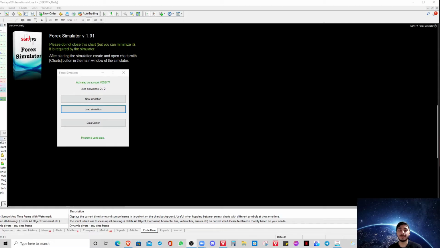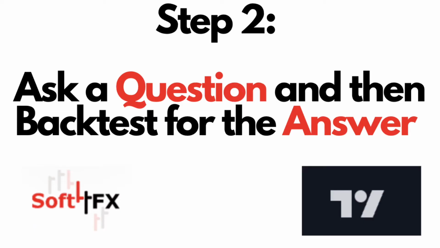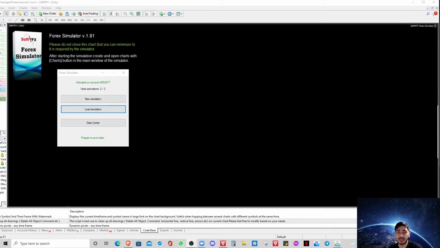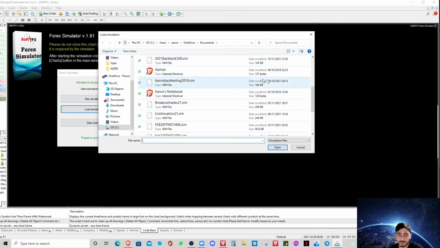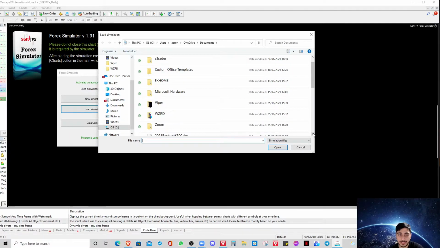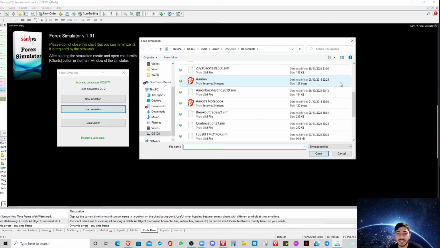So step two is when you backtest, you need to ask a question and use backtesting to answer that question. Let me give you an example of what I mean by this. If I load my simulation, so let's have a look at this. This is what I mean by load my simulation. As you can see, here are my simulations.